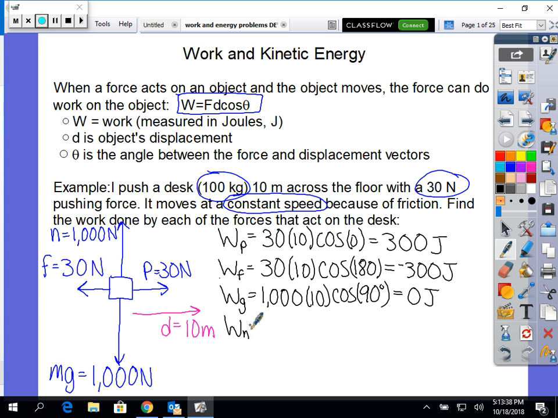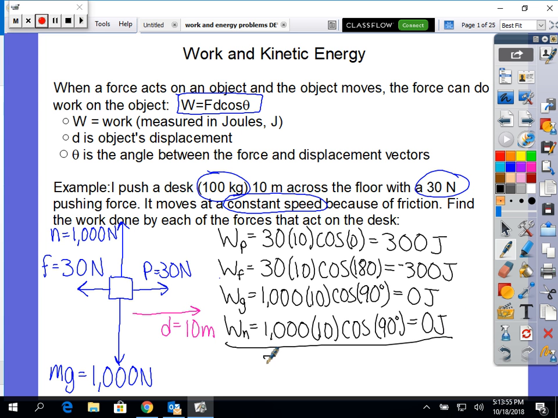The work done by the normal force is 1,000 newtons times 10 meters times cosine of 90 degrees. Again, it's 0 joules. If we add up all of those and find the net amount of work, it'll be 300 minus 300 plus 0 plus 0. So it's 0 joules in this case.